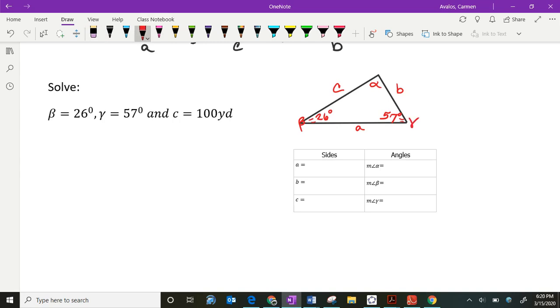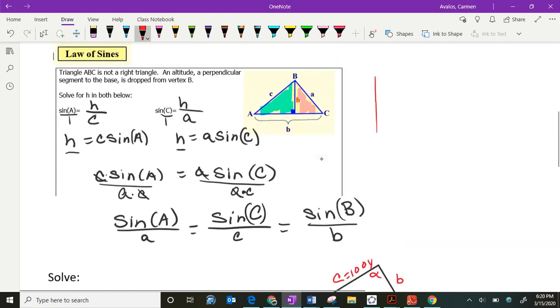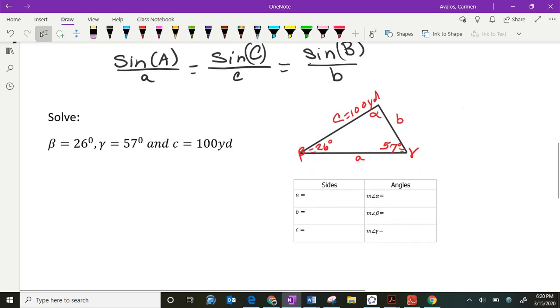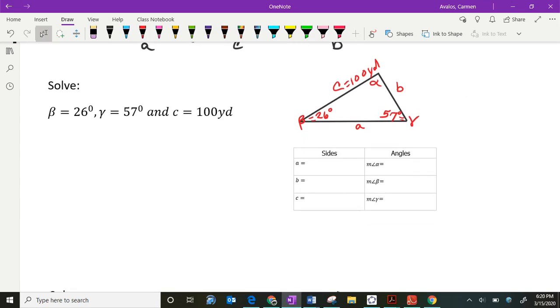Now notice how I still have some information that's missing. I know that C is going to be 100 yards. I could fill in these values because I already know some values there. I already know that angle beta is 26 degrees because that's given. Gamma is 57 degrees, and then C is 100 yards. Okay, very good.